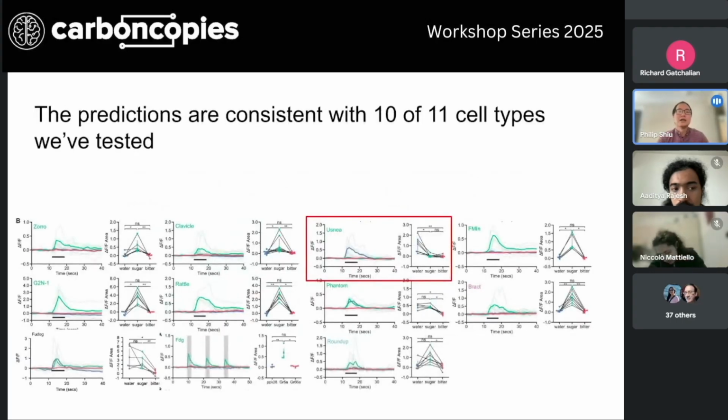And these predictions are consistent with 10 out of 11 cell types that we tested. So basically, in the vast majority of cases where we predicted a neuron responded to sugar, they would. And neurons that don't respond to sugar are predicted not to respond to sugar. In general, they basically don't respond to sugar.